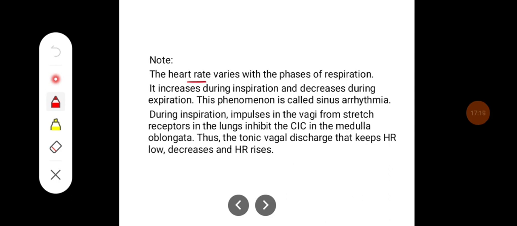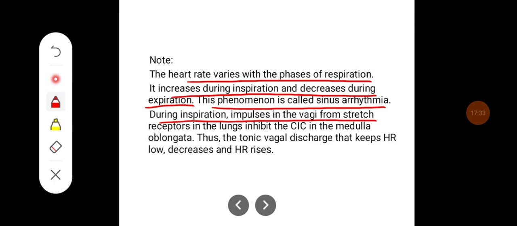Note that heart rate varies with the phases of respiration. It increases during inspiration and decreases during expiration, and this phenomenon is called sinus arrhythmia. During inspiration, impulses in the vagi from stretch receptors in the lungs inhibit the cardiac inhibitor center in the medulla oblongata. Thus, the tonic vagal discharge that keeps the heart rate low decreases and the heart rate rises.